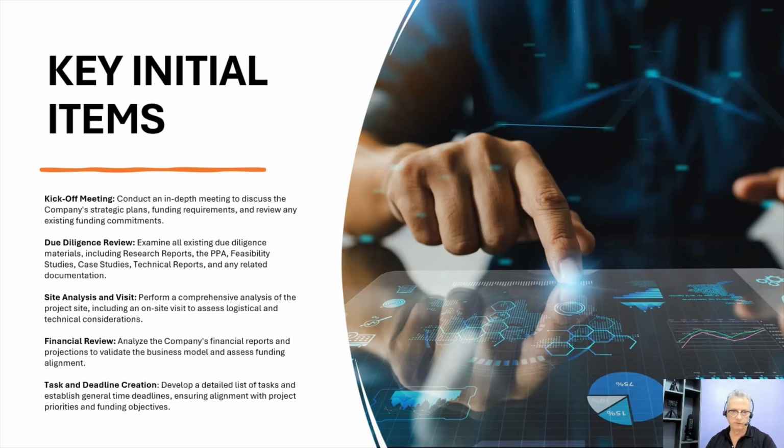Due diligence review. We would examine all existing due diligence materials, including research reports, if they have a PPA or other feasibility studies, case studies, technical reports, and any related documentation. Anything that's needed should be dumped into a Dropbox or some other sort of storage that can be accessed freely. Anything that is very proprietary and privileged can be set aside for future discussion.